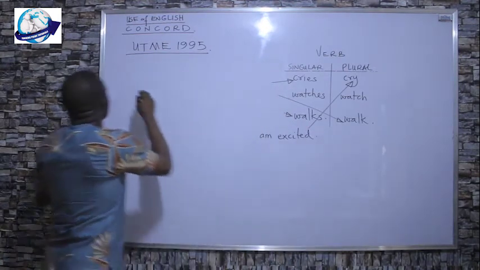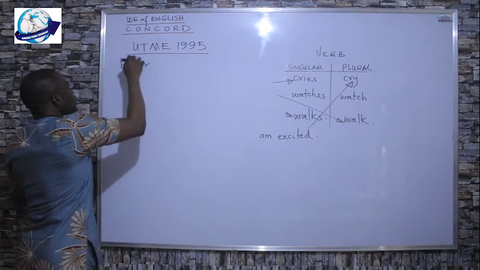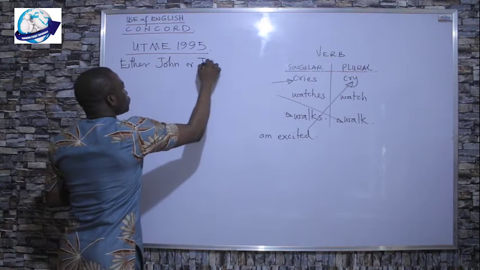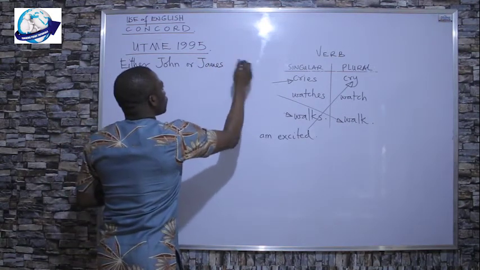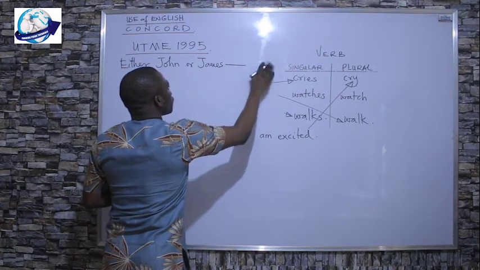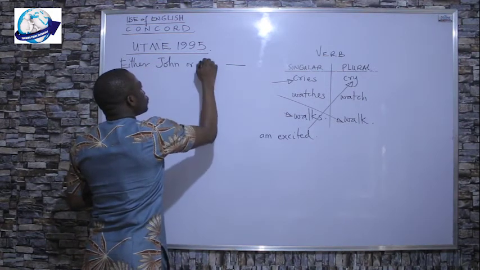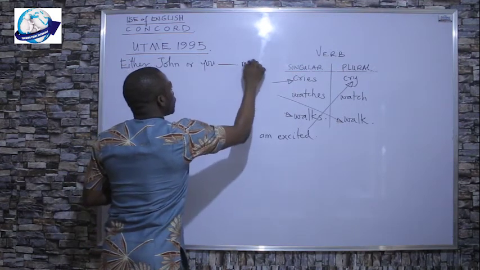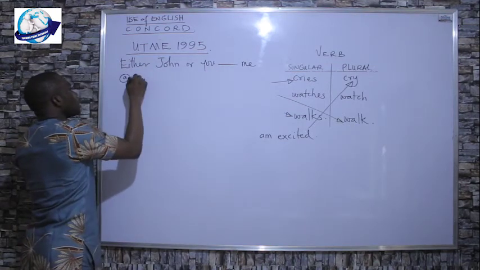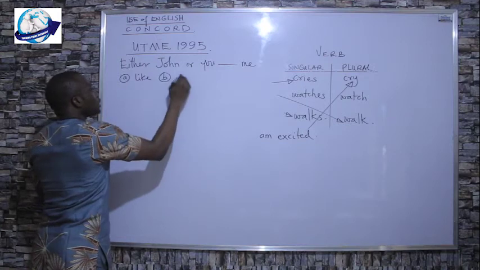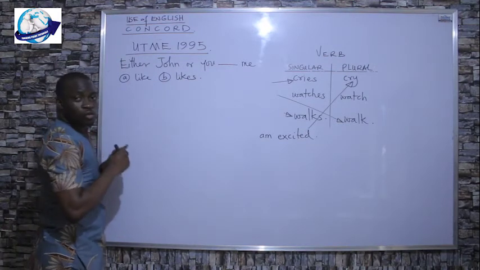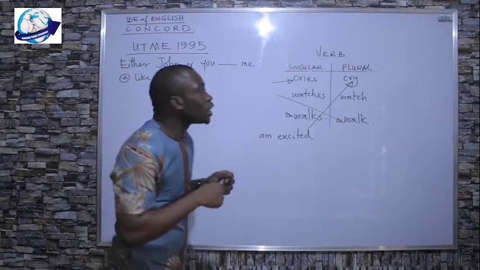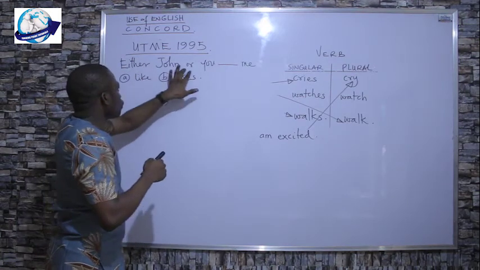Now, look at this question. UTME 1995 said: either John or James dash, either John or you dash me. And then I have two options to give to you, like and likes. This kind of question is very confusing in exams. Please look carefully. If you get this, it will interest you to study more. Okay. Either John or you dash me.